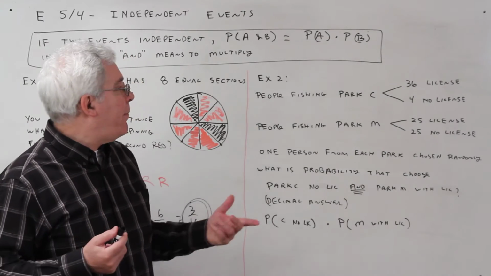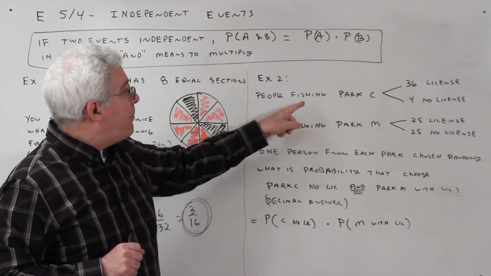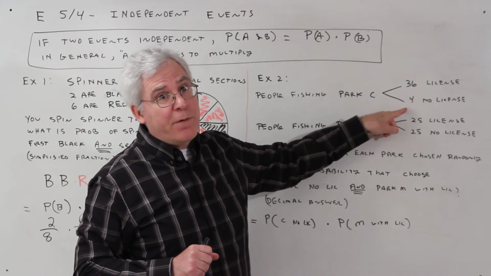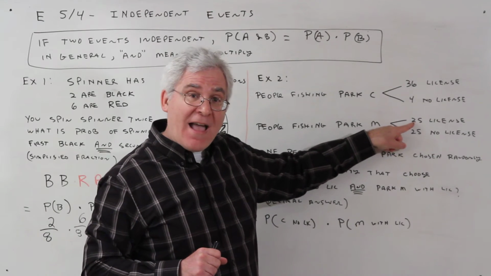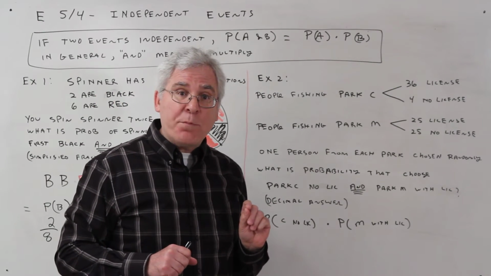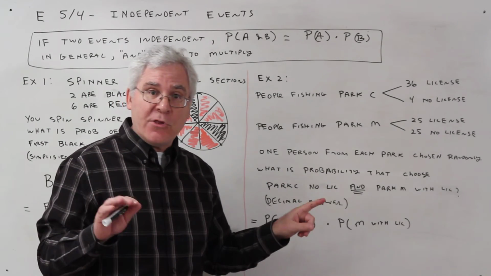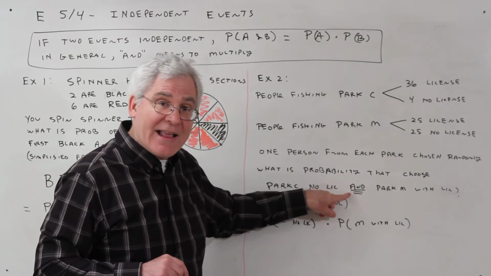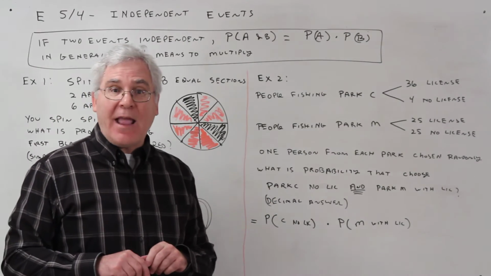All right, so we got 2 different parks, Park C and Park M, and there's people fishing at each park. At Park C, the people fishing, 36 of them have a license and 4 of them do not. At Park M, of the fishers, 25 have a license and 25 do not. One person from each park is going to be selected randomly. We want to find the probability that the people we choose are from Park C with no license and from Park M with a license, and we want a decimal answer.